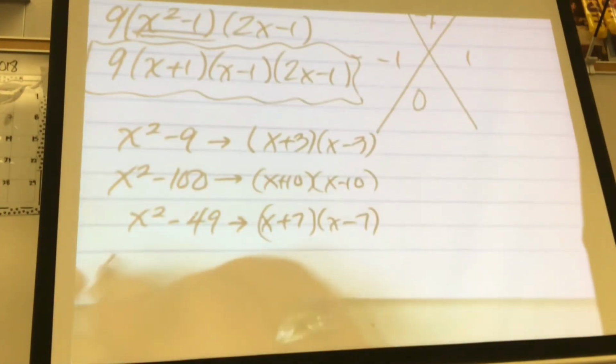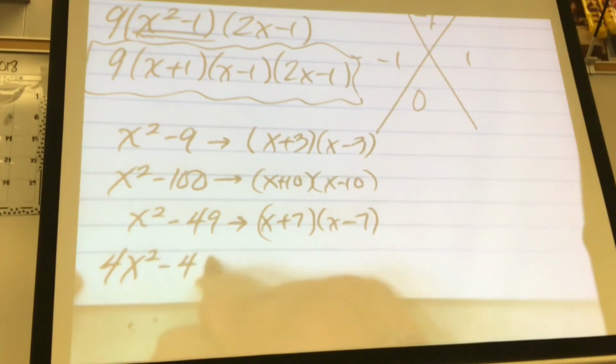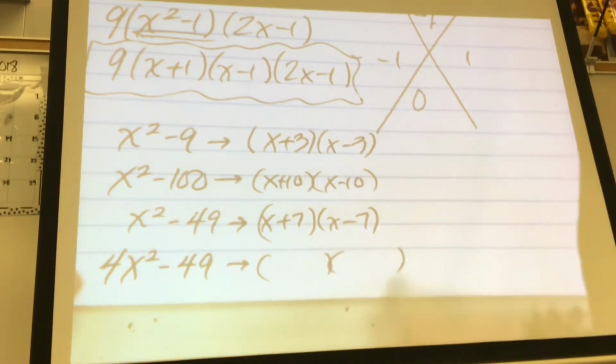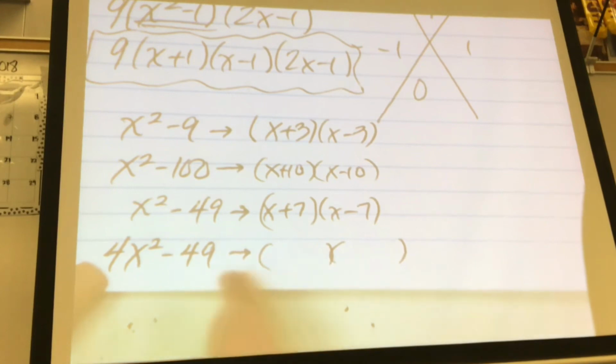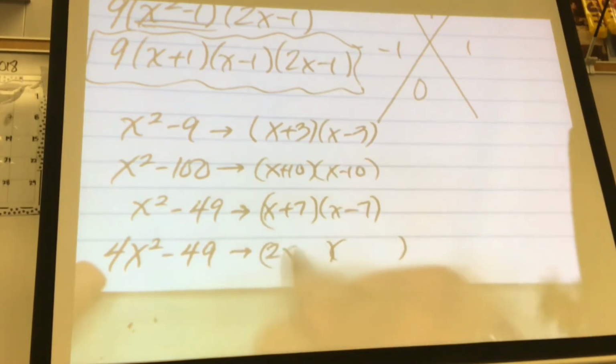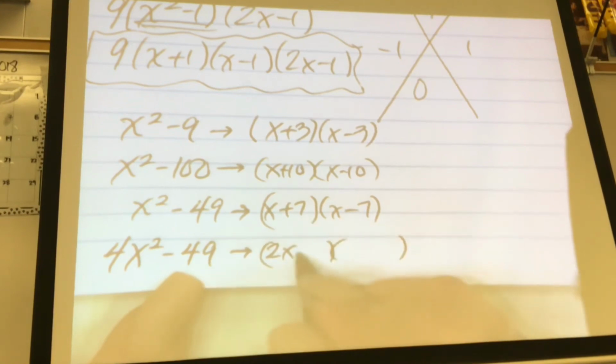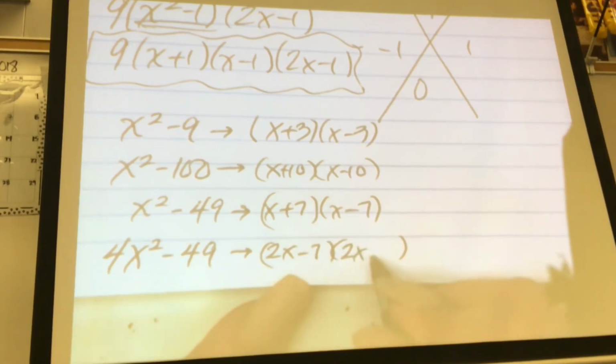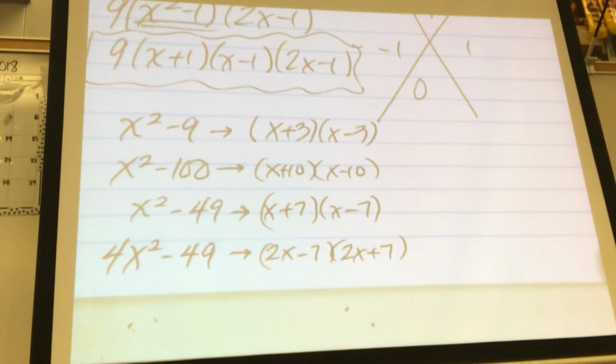Take it up a notch. How do you factor 4x squared minus 49? You can't take a 4 out of 49. Yes, 2x minus 7 and 2x plus 7. Now, do you just hope you're right on these factoring? What could you do? Graph it or FOIL it out.